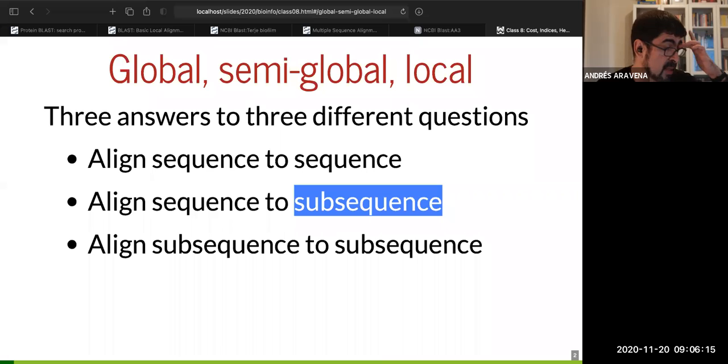It's a technical name that I will use sometimes. So you have a complete sequence. If you want to do the global alignment, it is sequence to sequence. And in the semi-global it is a sequence to a subsequence. So the short one, let's say the gene, is a sequence, and in the genome you only match part of the genome. That's called the subsequence.